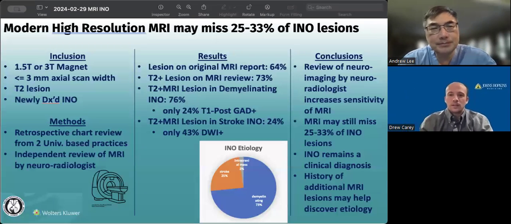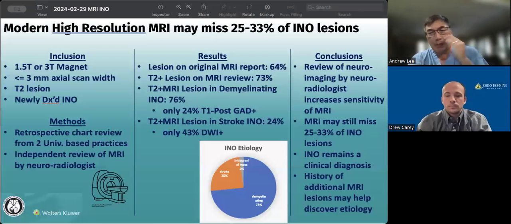Dr. Carey? Hey, Annie. And today we're going to be talking about how even modern high-resolution MRI could miss up to a third of internuclear ophthalmoplegia lesions. And so, Drew, maybe you could just tell us what an INO is and what would that look like clinically?